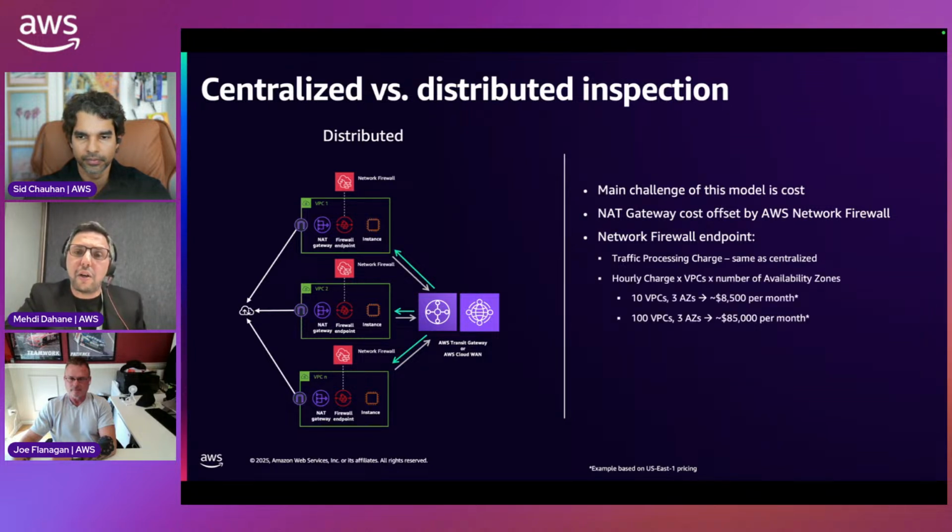The difference comes from the number of firewall endpoints that you deploy, right? So there is an hourly charge per firewall endpoint per availability zone in each of your VPCs. Here I've given an example for 10 VPCs with 3 AZs and 100 VPCs with 3 AZs, and then you can see that the costs could quickly go out of hand if we have more than 100, 200, 1,000 VPCs in some of the customers that we work with.